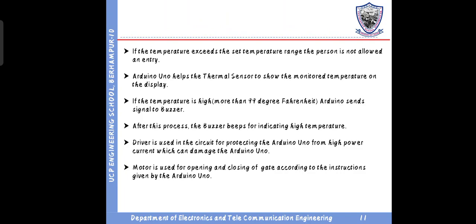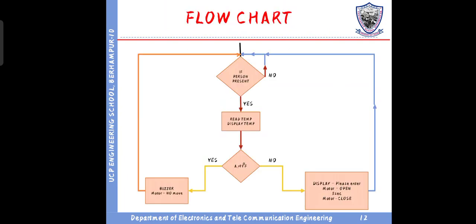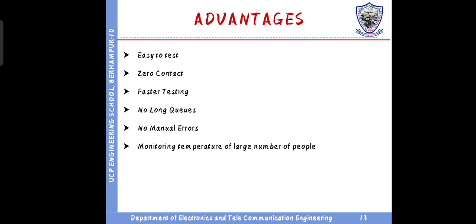A driver is used in the circuit for protecting the Arduino Nano from high power current, which can damage the Arduino Nano. The motor is used for opening and closing the gate according to the instructions given by the Arduino Nano. This is my flow chart.